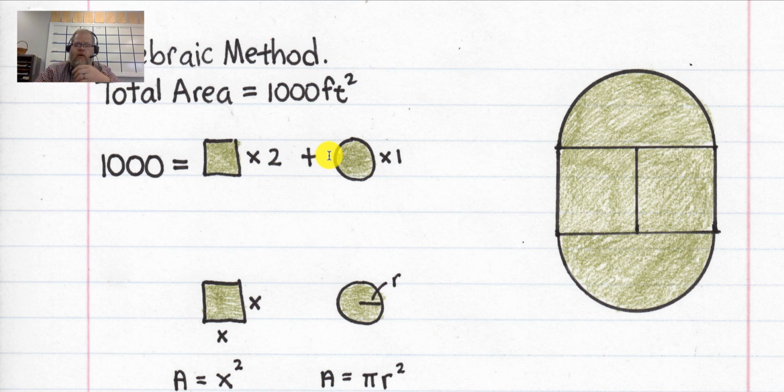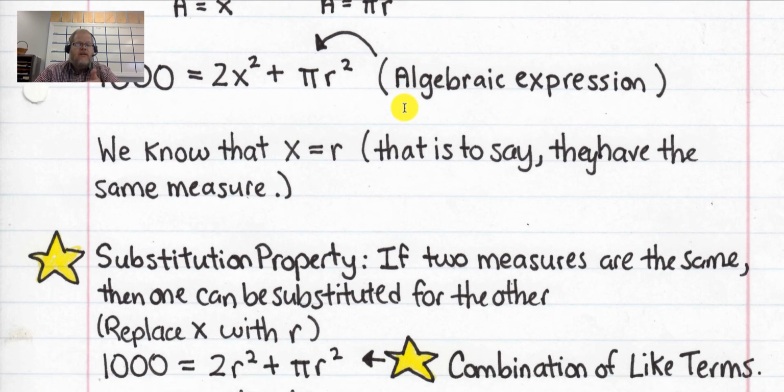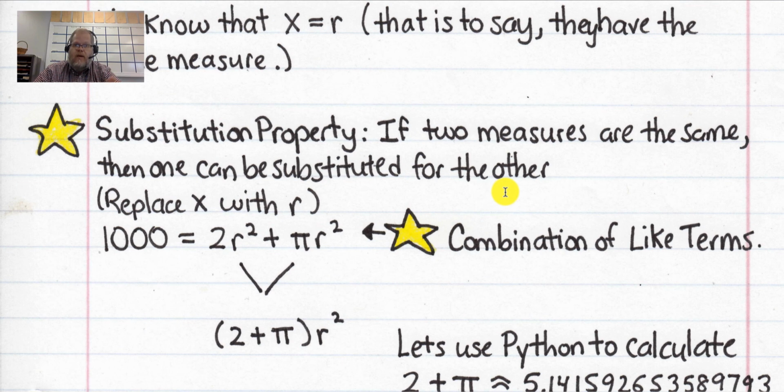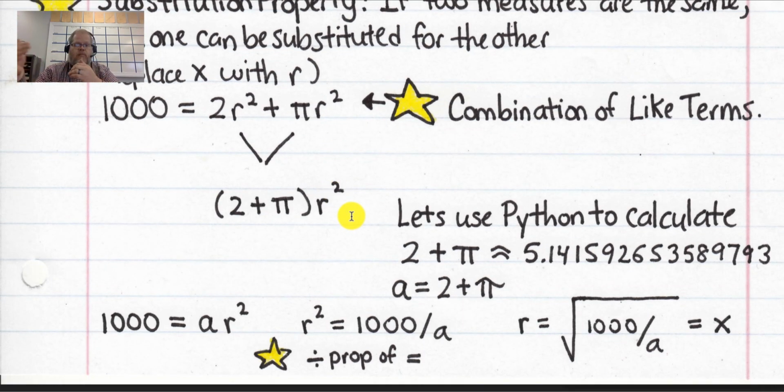Hopefully, you're asking questions that lead them to the understanding that the side length of the square is also the radius. And that's going to lead us into the substitution property, which simply says that if two measures are the same, then you can replace one with the other. That's the substitution property. So we're going to choose to replace x with r, and now we have 2r squared plus pi r squared. Go right back to the question. What did the 1,000 mean? What does 2r squared plus pi r squared mean?